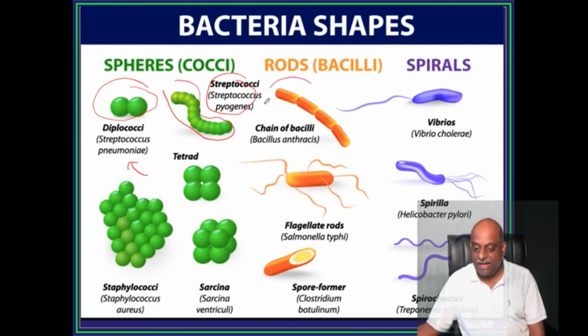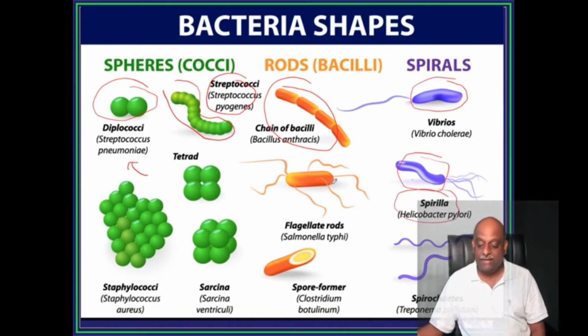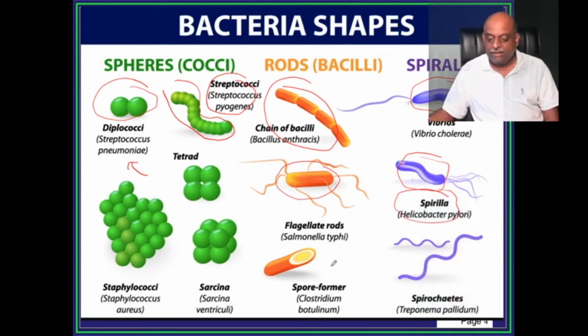Then Bacillus anthracis is a chain of bacilli. Comma shaped is the Vibrios. Spiral shaped is Helicobacter pylori. And Salmonella typhi is an example of a flagellate rod, is what you need to remember. Then the spore forming is Clostridium botulinum. And once more, a spiral shaped is Spirochete, Treponema pallidum.